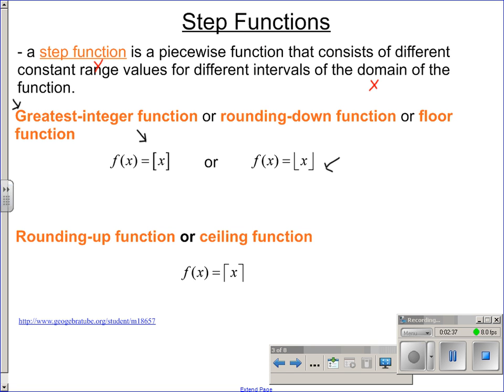The other type of step function is called a rounding up function, or sometimes it's referred to as a ceiling function. And it's only got the one notation. It's got that little bracket, the half bracket with the brackety part on the top. All right, that's how you're making your distinction. But it's rounding up. So with that 3.6 example, if we had this 3.6, the answer would be 4. You're rounding up to the next integer. Okay?